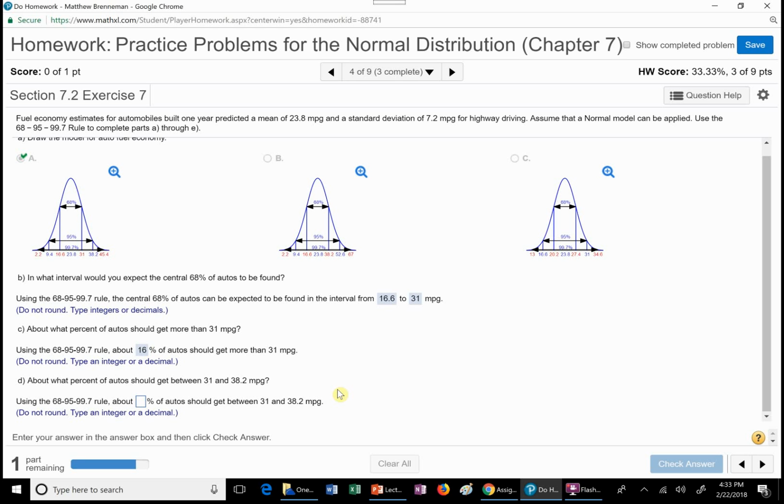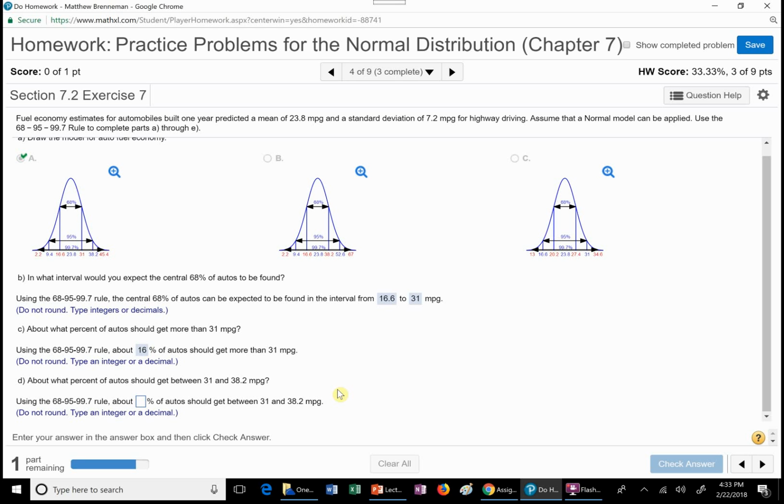In this problem, 31 is 1 standard deviation away, okay? And 38.2 is 2 standard deviations away. And so I want this area right here. How can I get that? There's more than one way. What do you think? I'll take a shot. Just subtract that area from the whole.